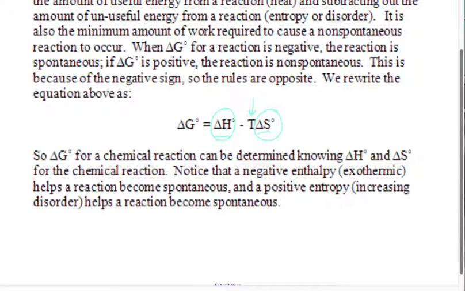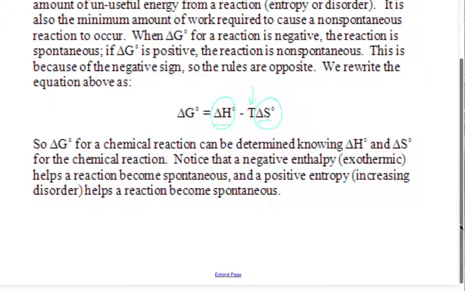This is known as the Gibbs-Helmholtz equation. You all remember this from Chem 1? Okay, so this calculation, and the calculation of delta G in any way, is our second way to determine if something is spontaneous or thermodynamically favored. If a reaction has a negative delta G, that means it is spontaneous.